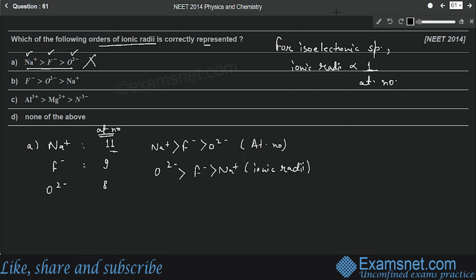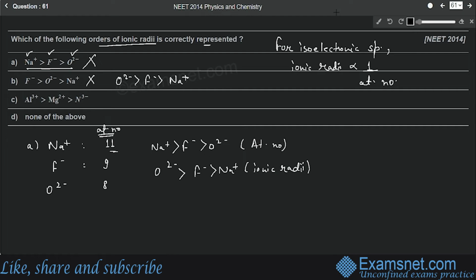Now let's come to the second option. Again this is incorrect because the same species are mentioned here also. That means here also the correct order will be O2 minus, then F minus and then Na plus. So both of them are incorrect.